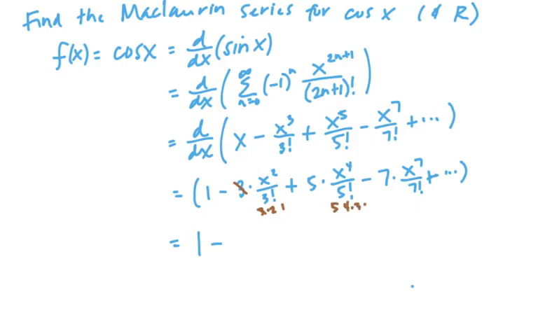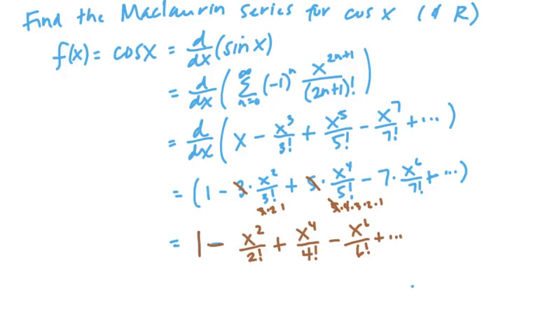And this is 5 times 4 times 3 times 2 times 1. So these cancel. So let's look at this. It means 1 minus x squared over, how about if we call that 2 factorial, plus x to the fourth over, hopefully you see the 4 factorial, minus, oh, that should be a 6, x to the sixth over 6 factorial. Now, do you see the pattern there? And that's how we build the cosine.